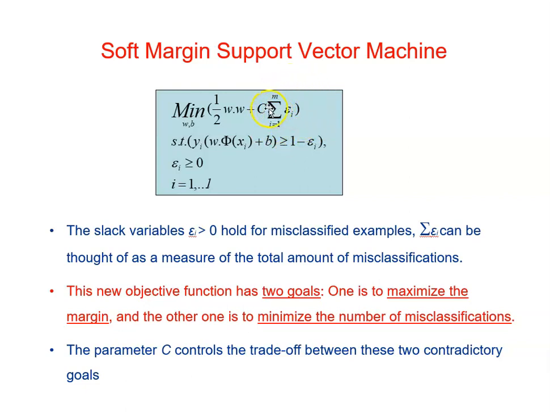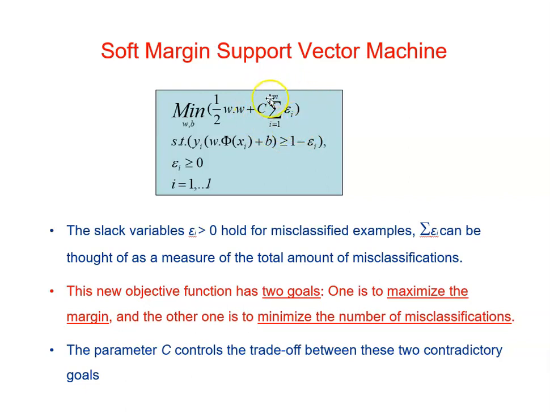And C controls the trade-off between two conflicting goals. So in this new optimization problem, I have two goals. One is to maximize the margin, as in the hard support vector machine. So remember, we are looking to find that hyperplane that maximizes the size of the margin. So this is the part that does that. And another optimization goal will be to minimize the number of misclassifications.